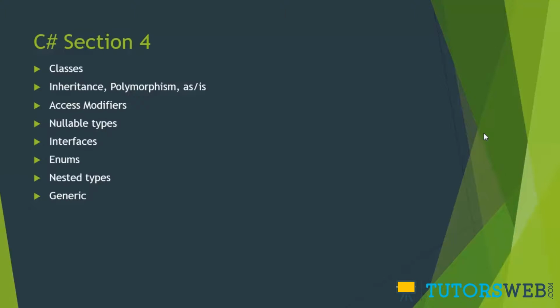In section 4, we'll cover classes, and with classes we'll cover inheritance, polymorphism, and as-is type conversions. We'll also cover the different access modifiers available in C#. We'll talk about nullable types, so different data types that are allowed to be assigned null. We'll also cover interfaces. And so interfaces are used to construct your own custom classes. We'll cover enumerations. We'll also cover nested types, so these are classes within a class. And then we'll cover generic types, so types that are given when the object is created or used.